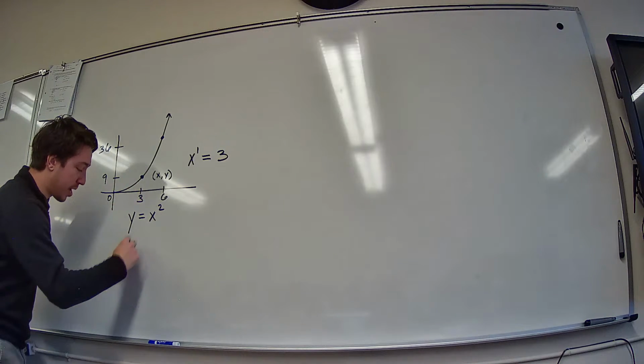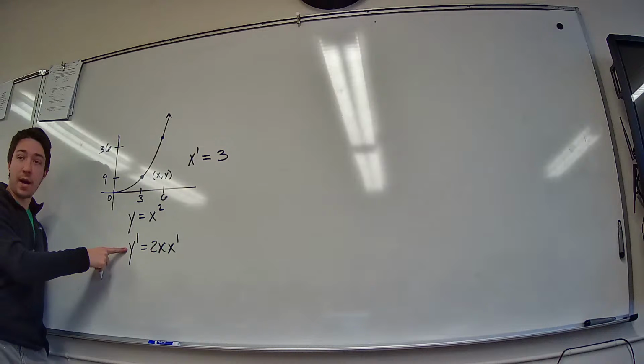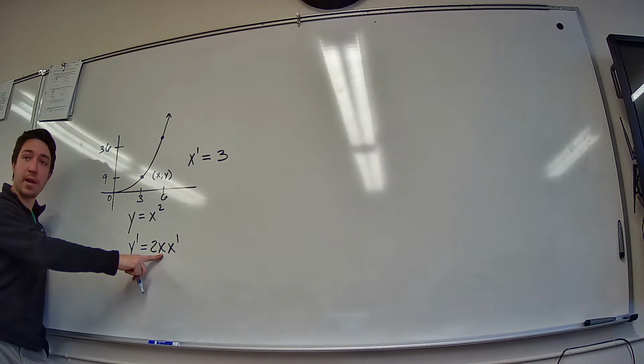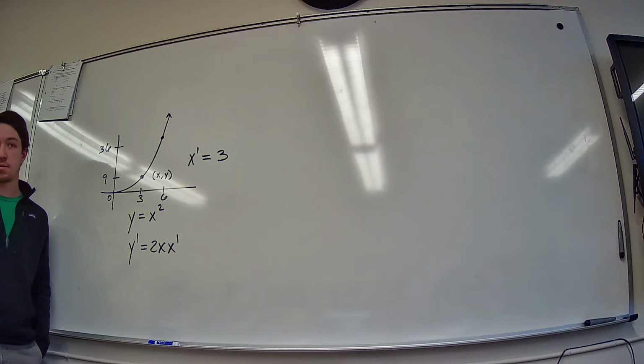Now you can see just mathematically, watch what happens. y prime equals 2x times x prime. So you can see that y prime gets bigger as x gets bigger, right? Okay, so the basic idea makes sense?